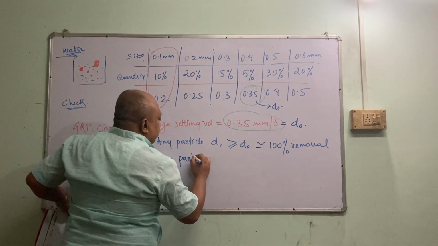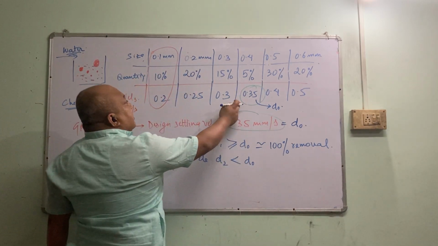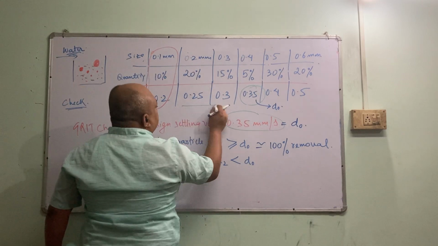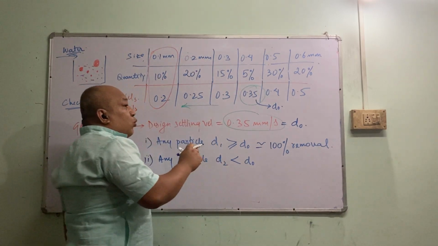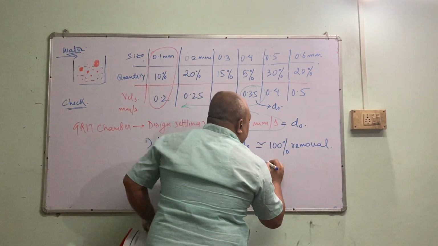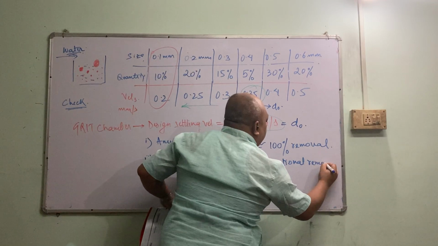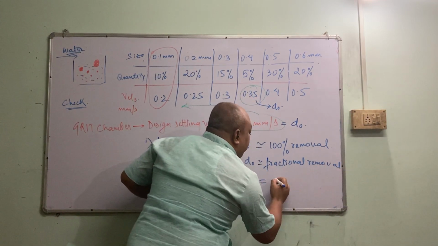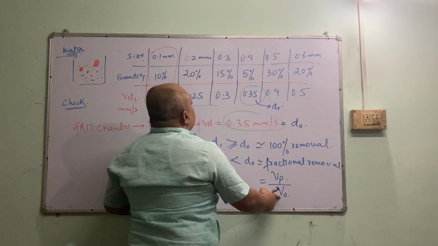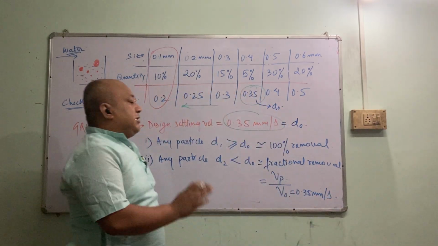Number two statement is, any particle D2 which is smaller than the D0, that is, those particles on this side. This particle will not be settled completely. They will be settled only in fractions. It is fractional removal. And the value will be, I told you already, settling velocity of the particle divided by settling velocity of the target value. This V0 is nothing but our 0.35 mm per second. See properly?